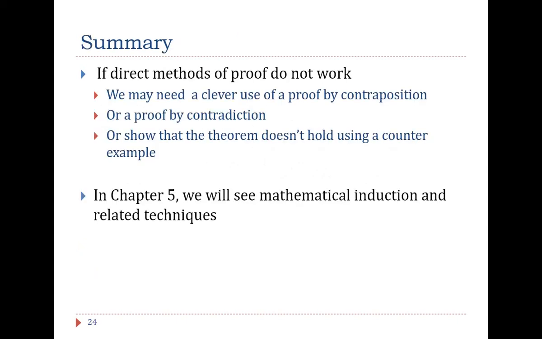Good. The summary here is if direct proof does not work, then in this case, we may need a clever way to prove the same concept or theorem by contraposition, or we can proceed by contradiction. We put P and not Q, and we lead to a certain contradiction to false, or we show that the theorem does not hold using a counterexample. Because sometimes the theorem itself could be false.